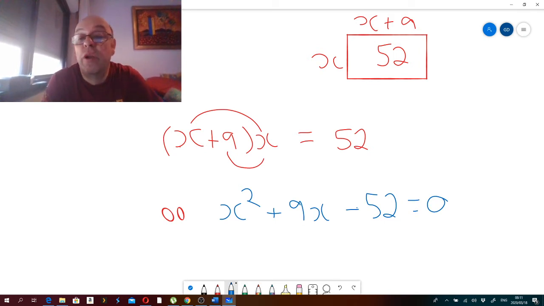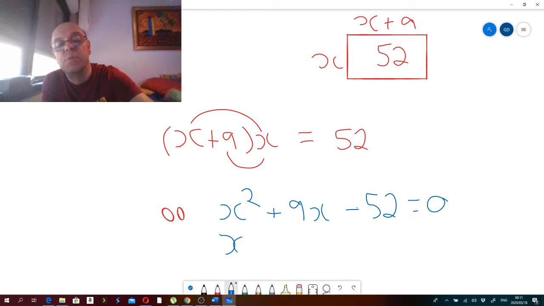Alright, so what are the factors of 52? Well, the first ones are 52 and 1. Okay, that's not going to give us a 9. If we halve the 52, we get 26, so that's 26 and 2. That's also not going to give us a 9. But if we halve the 26, we get a 13, and then we'll have to double the 2 to get a 4. So 13 and 4 does give us a 9 if we say 13 minus 4.